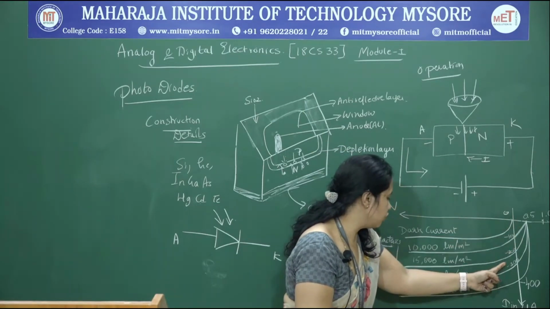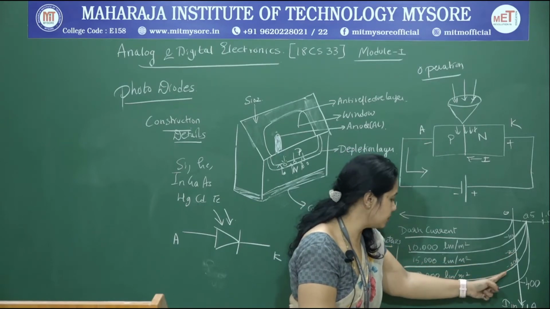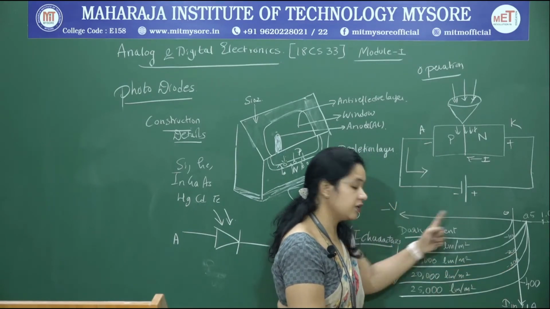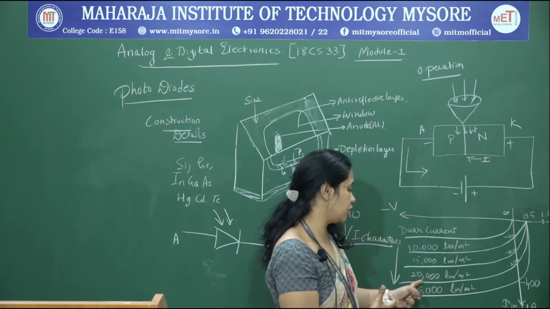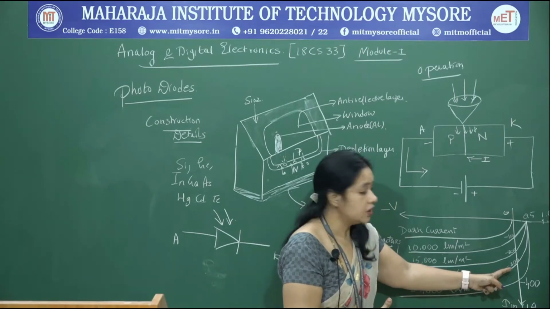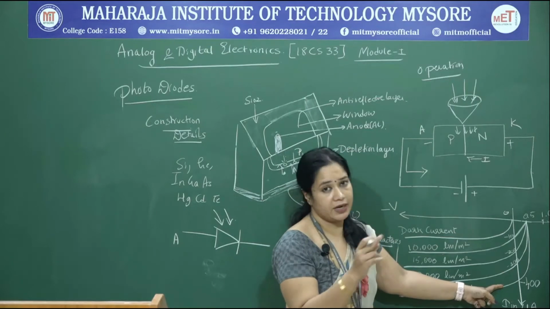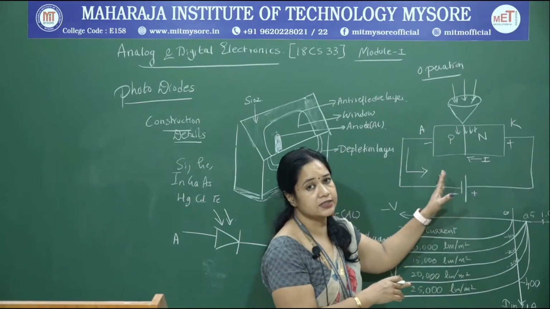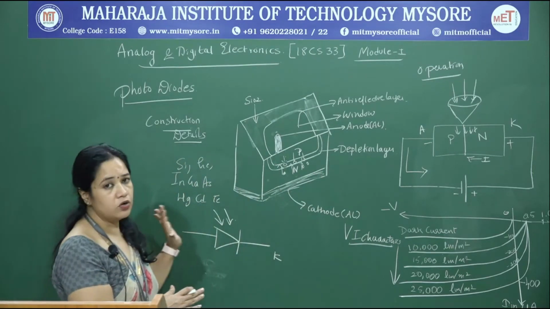When you increase it to 15,000, the current flowing in the circuit increases to 200 microamps. And when you further increase the intensity of light to 20,000 lumens per meter square, the current in the circuit increases to 300 microamps. We designate them as minus to indicate that it is a reverse current. So this is basically how your photodiode works.